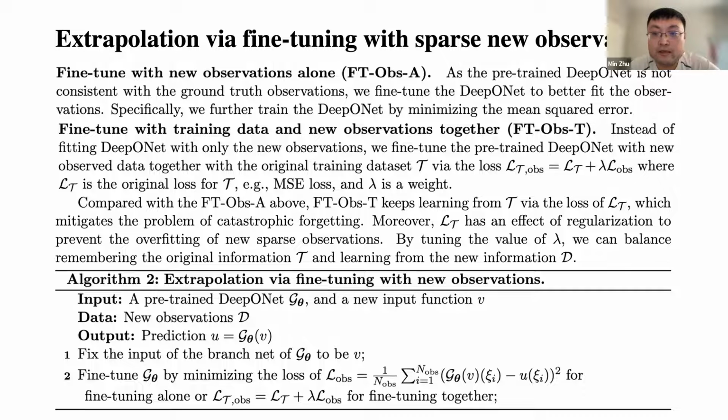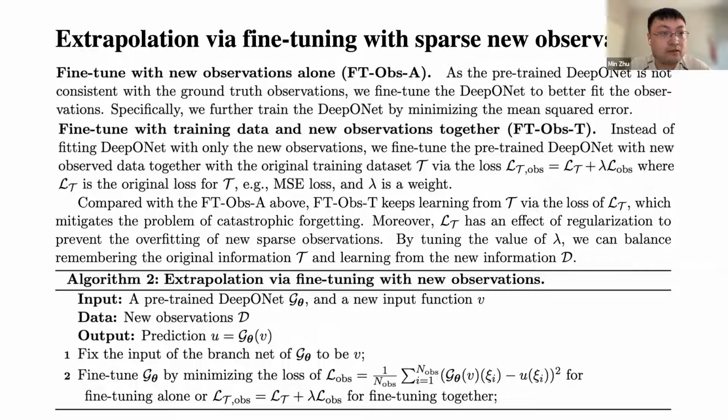However, as the number of new observations is usually very small, it may have the issue of overfitting and catastrophic forgetting. Considering that both the training dataset and the new observations satisfy the same operator, they can be learned by the same DeepONet at the same time. Hence, we propose the following fine-tune approach to prevent the overfitting.